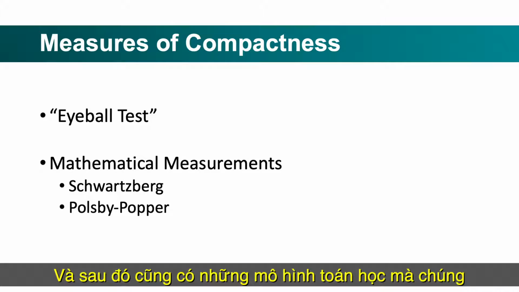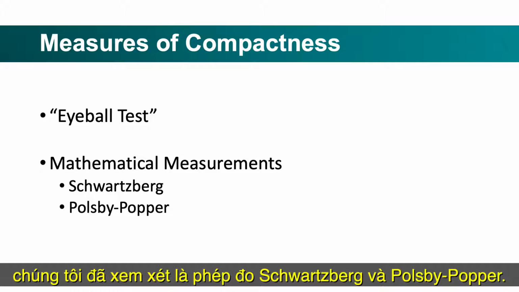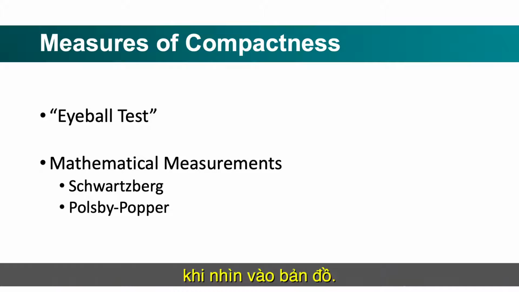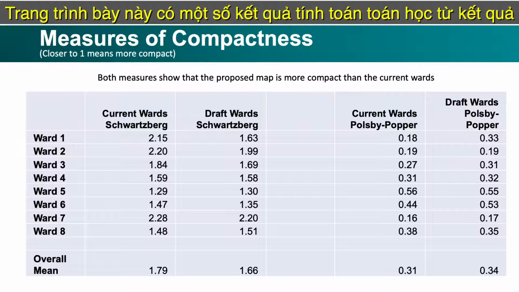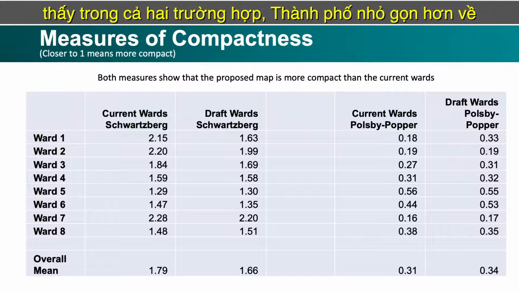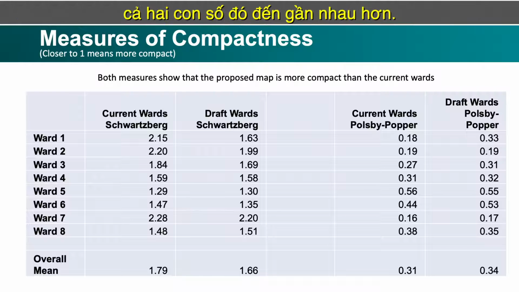And then also there are mathematical models we can look at. Two of those mathematical models that we've looked at are the Schwartzberg and the Polsby-Popper test. So you all can look at the eyeball test yourself looking at the maps. This slide has some of the results of the mathematical computations from the Schwartzberg and Polsby-Popper results. As you can see, in both cases, the city is more compact mathematically. And I would add that the goal is to try to get both of those numbers closer to 1.